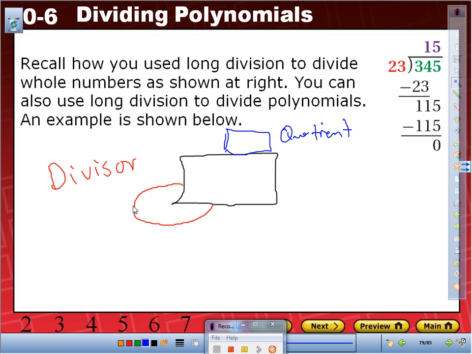Divisor, quotient, dividend. I know, and the teacher was like, wow, how come I never thought about that? Well, because no. Yeah.